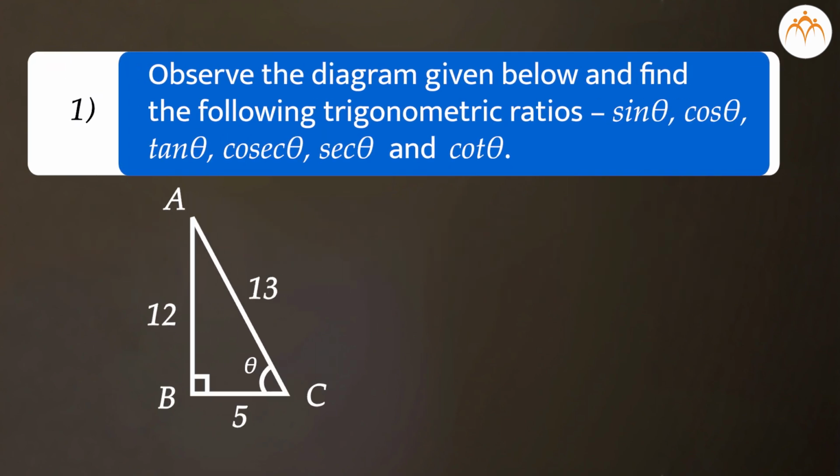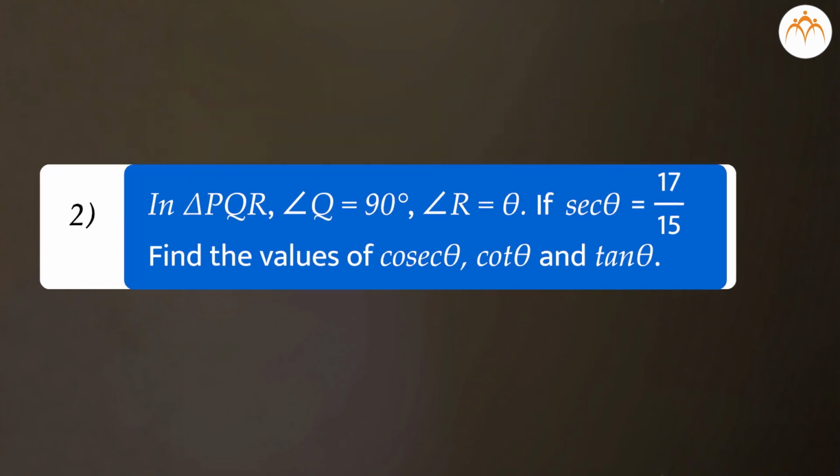Exercise. Solve the following examples. Observe the diagram given below and find the following trigonometric ratios: sin theta, cos theta, tan theta, cosec theta, sec theta and cot theta. In triangle PQR, angle Q is equal to 90 degrees, angle R is equal to theta. If sec theta is equal to 17 upon 15, find the values of cosec theta, cot theta and tan theta.